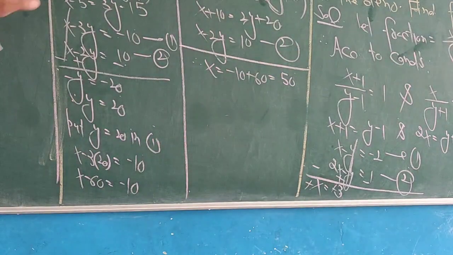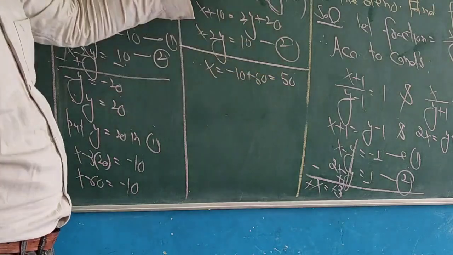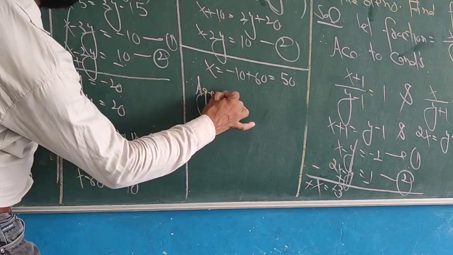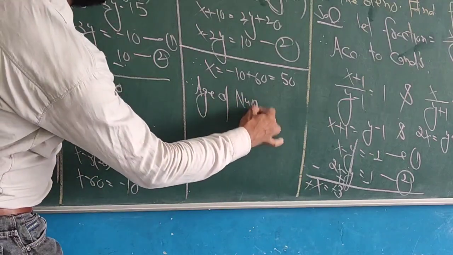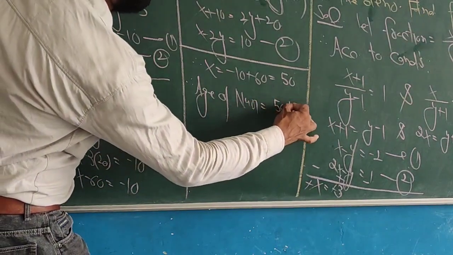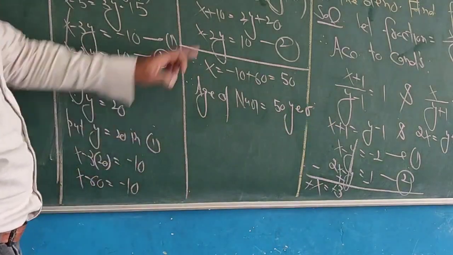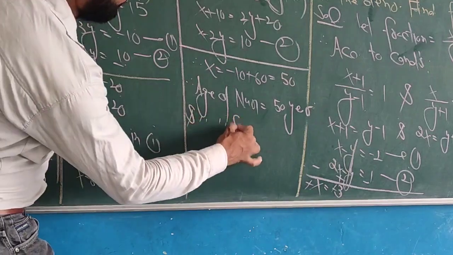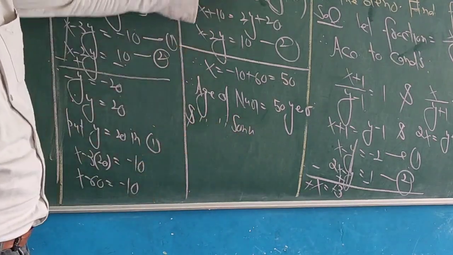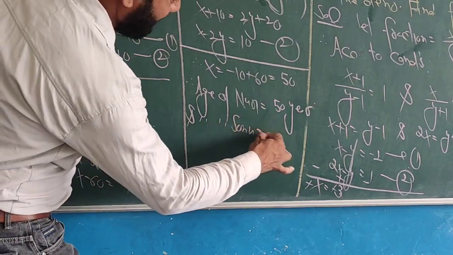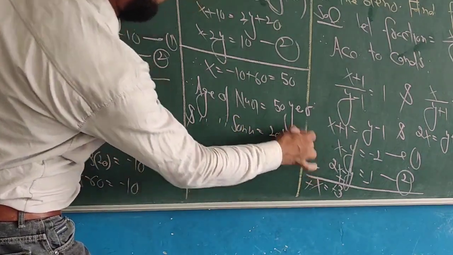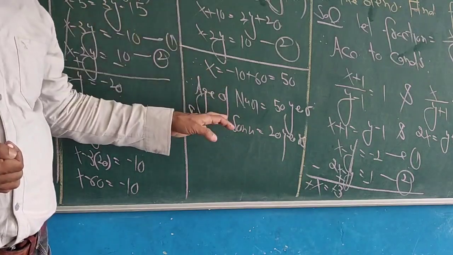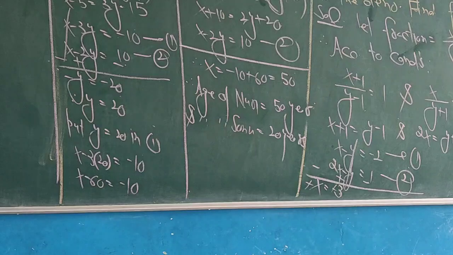So we can say that the age of Nuri is 50 years and the age of Sonu is 20 years. Therefore age of Nuri is equal to 50 years, because the age of Nuri is x years and the value of x is 50, and age of Sonu is equal to y years and the value of y is 20. Therefore age of Sonu is 20 years. So after solving this question we get the ages of Nuri as well as Sonu as 50 and 20 respectively.